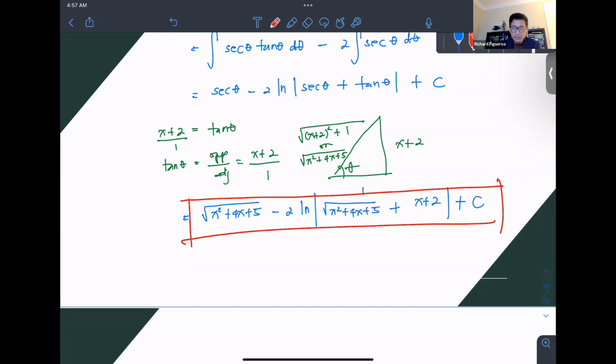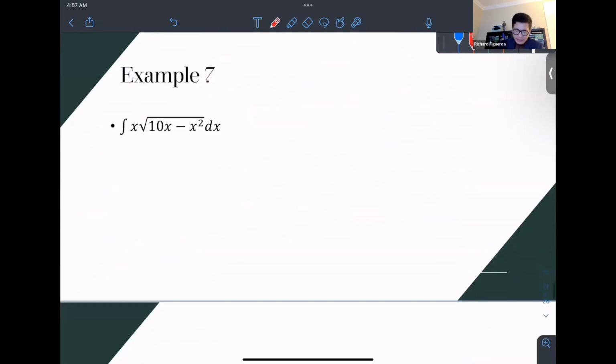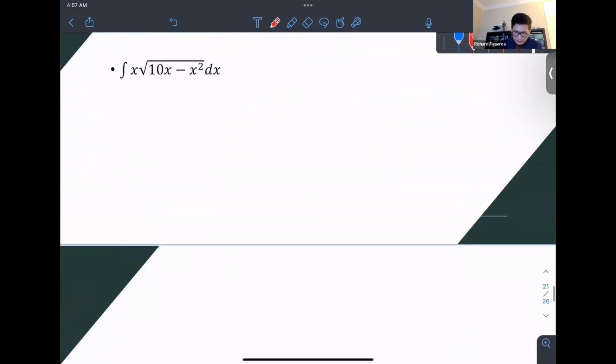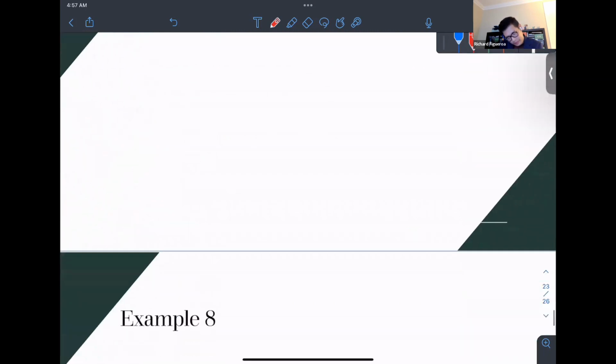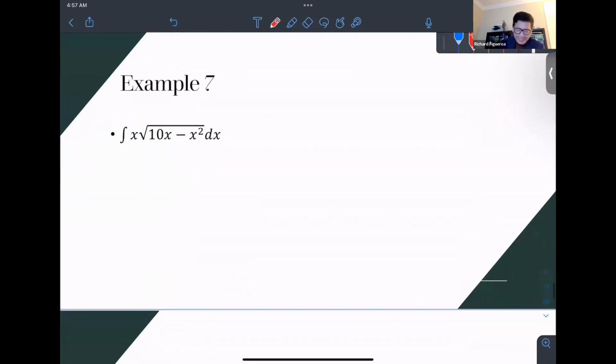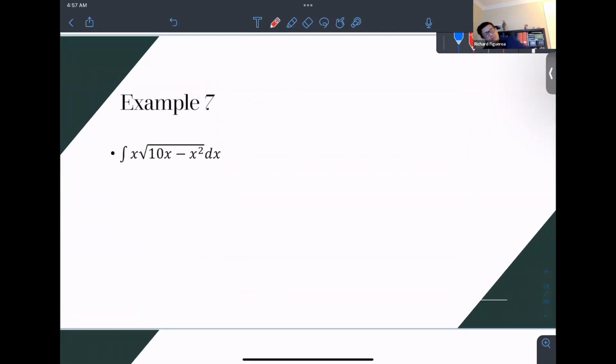So let me have the final example, or so I have two more. Okay, so there are a lot of examples. Let's say we have the square root of x times the square root of 10x minus x squared dx. So how do we answer this one?